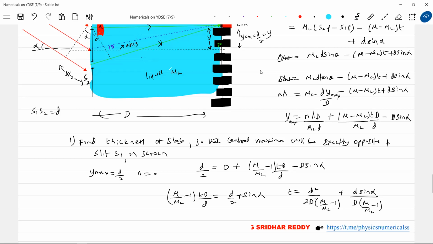Check the final equation once. D square by 2, 2d, mu minus mu L, d sine alpha. Okay, I think this will be our final answer. This should be the thickness of the slab. They ask questions of this kind also. Just be alert. That's why I brought this condition.